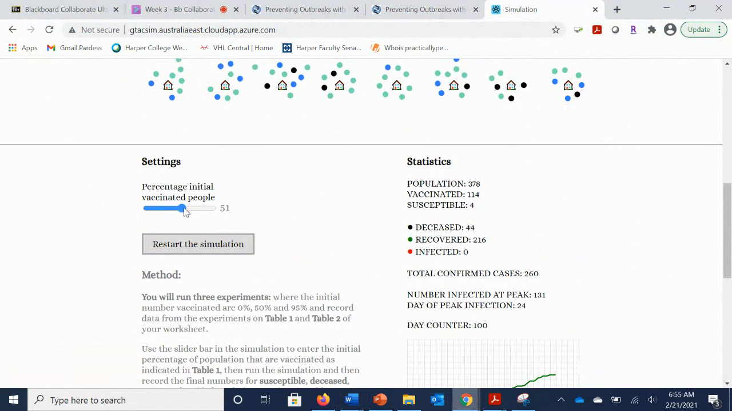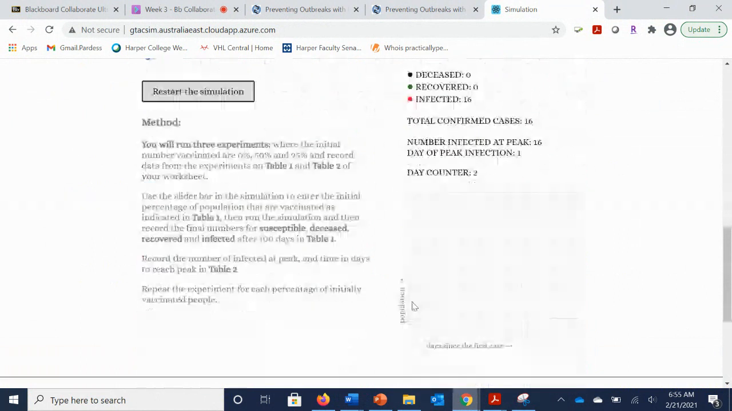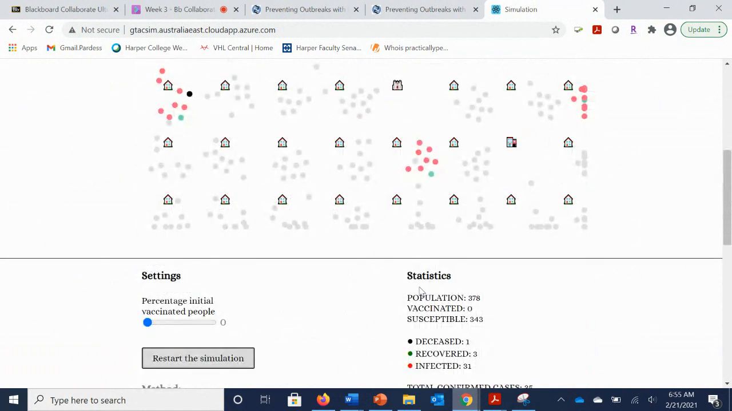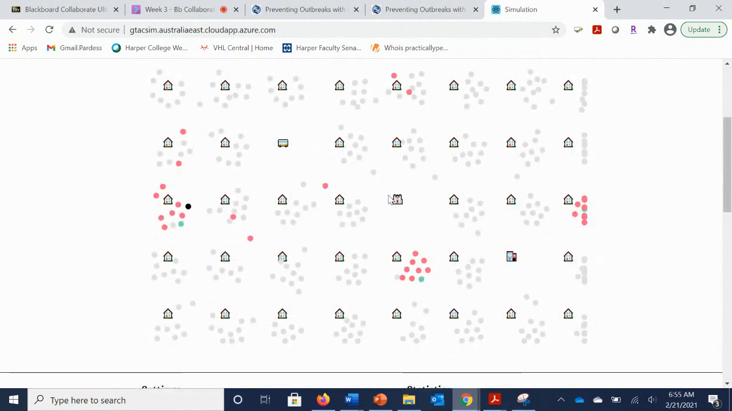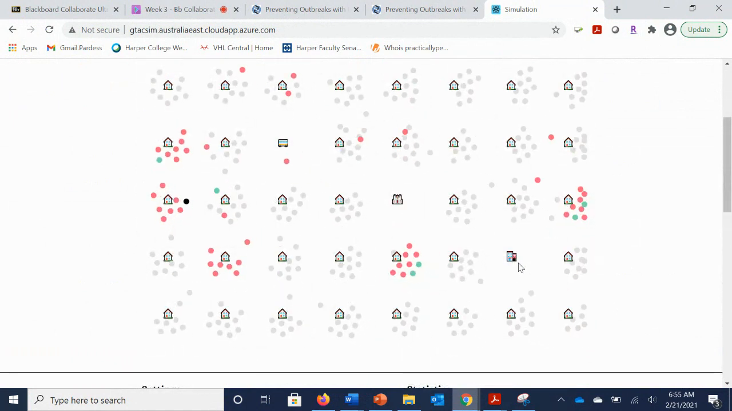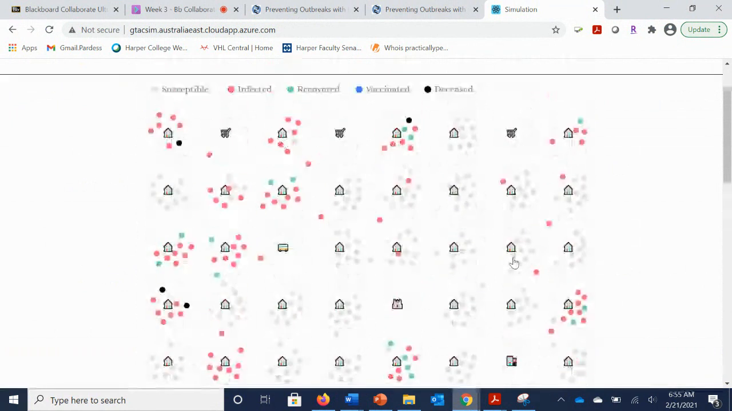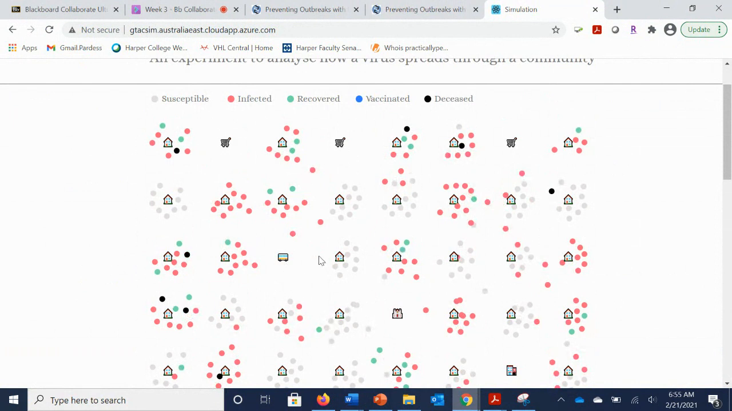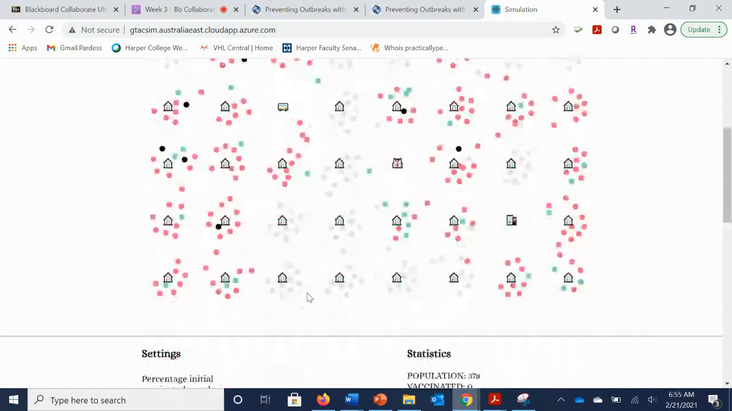And so here again, you can change how many people are vaccinated and then restart the simulation. It'll keep running. This will start filling itself in. You can watch how people move around. You can see houses. That might be a church, apartment building, grocery store. So you can see the movement of people, public transportation, and so forth.